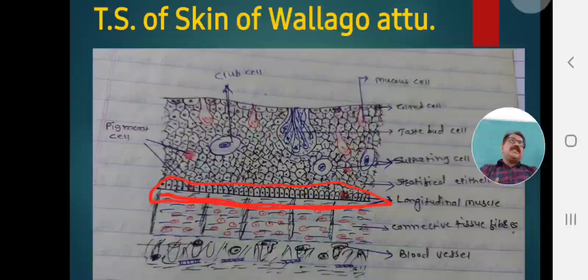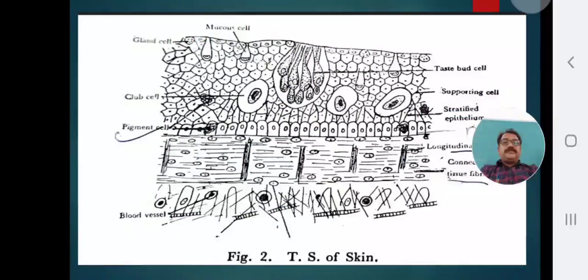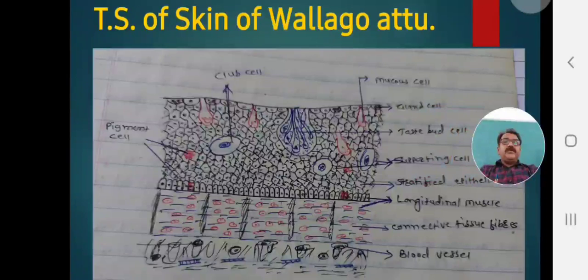Below this layer, a layer is present which is called the dermis, in which muscle bundles, blood vessels, connective tissue fibers and other different parts are present. That is the dermis, which is seen in this figure. These are some of the figures we have seen.